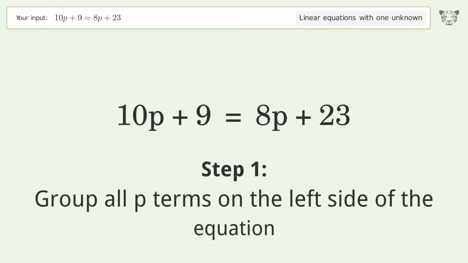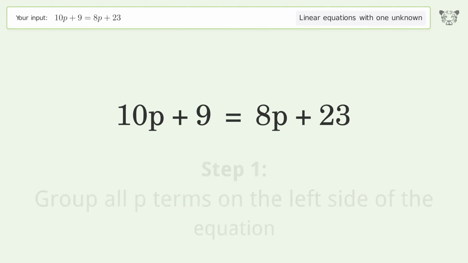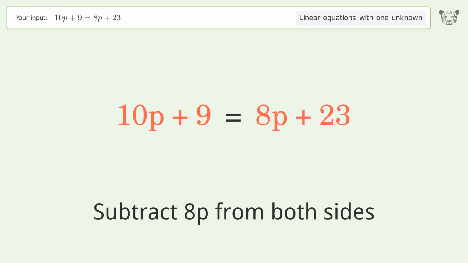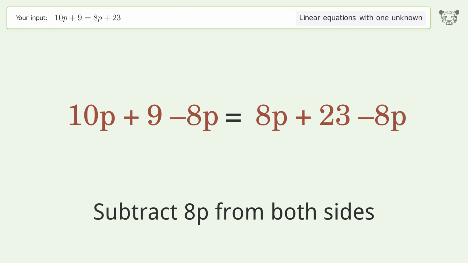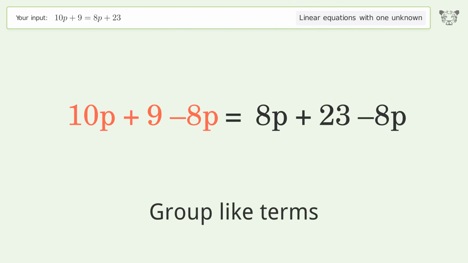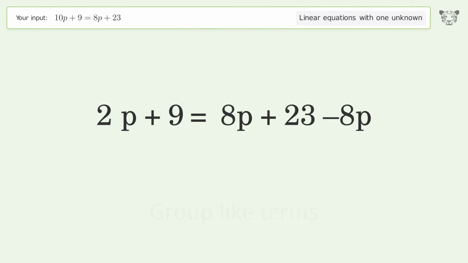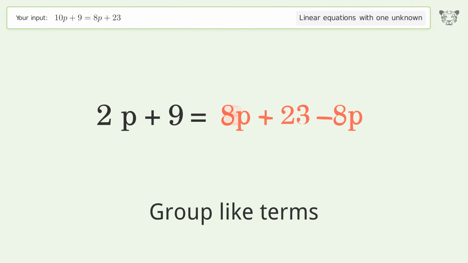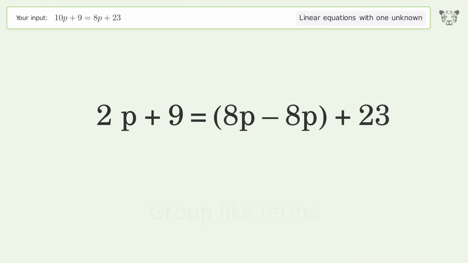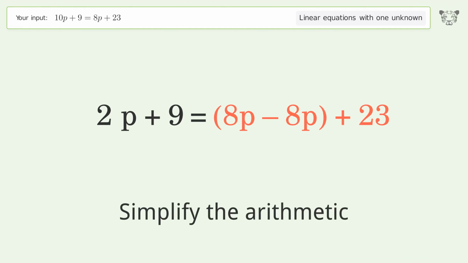Group all p terms on the left side of the equation. Subtract 8p from both sides. Group like terms. Simplify the arithmetic. Group like terms. Simplify the arithmetic.